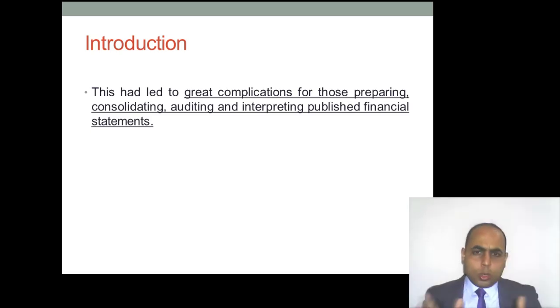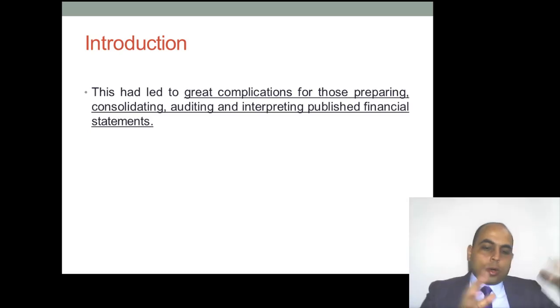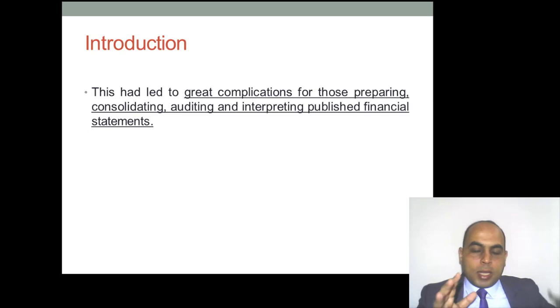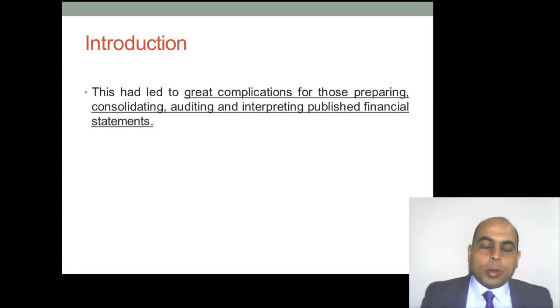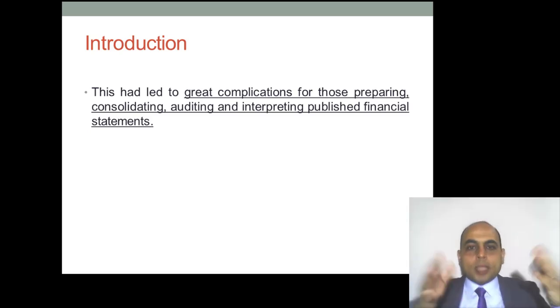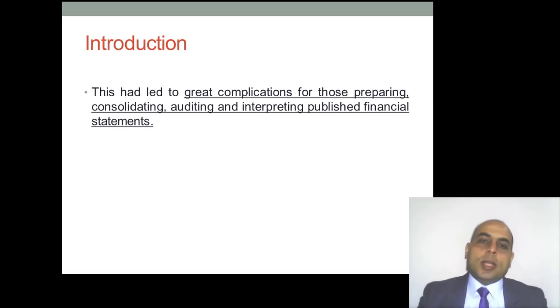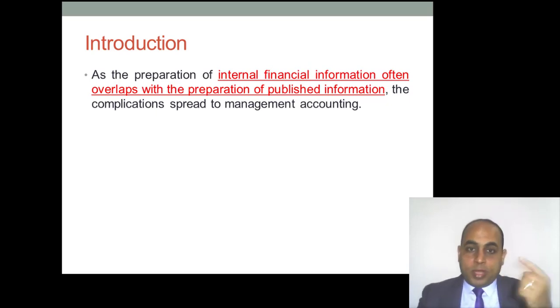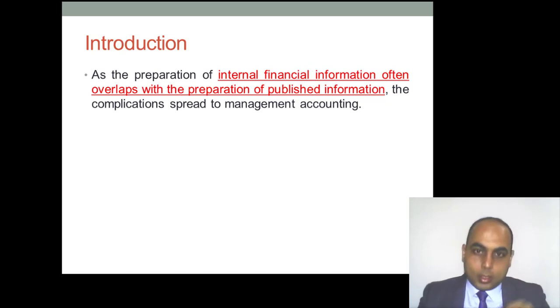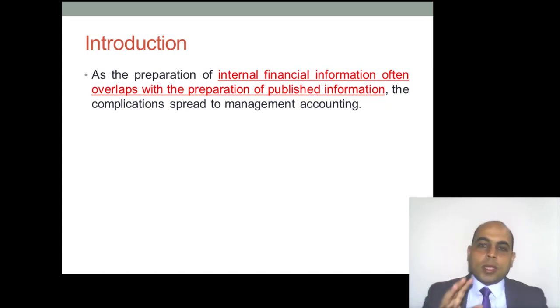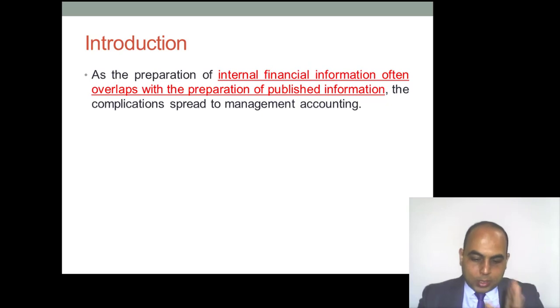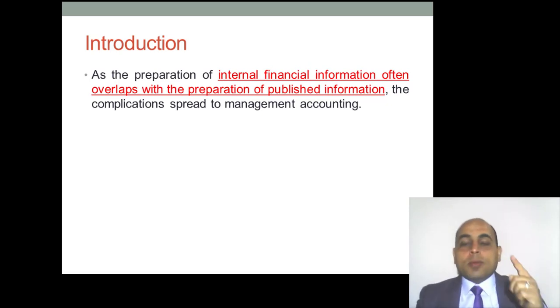Right now, we have globalization. This globalization led us to figure out many factors that cause differences when we prepare our financial statements. These differences have led to great complication for those preparing, consolidating, auditing, and interpreting published financial statements. Also, because of these differences, as discussed in previous chapters, we have overlap between internal financial information and the preparation of published financial information. Now, I have only presented the differences because of the variables that influence the process of preparing financial statements.